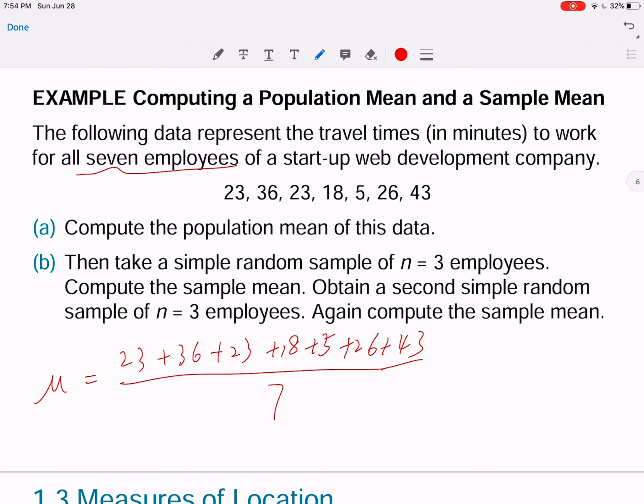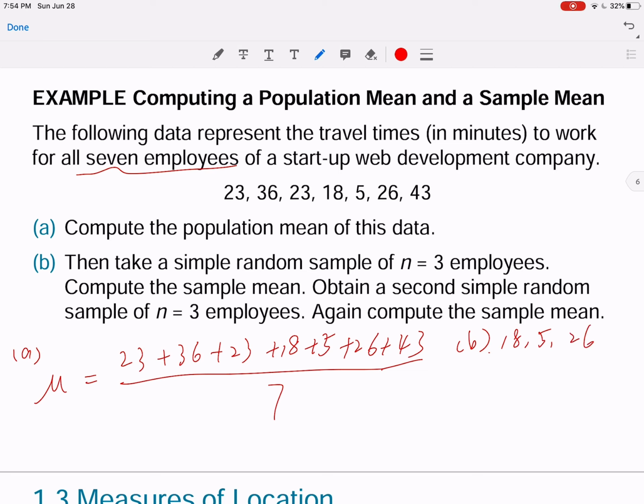So that's about part A. Now about part B. Take a simple random sample of n equals 3 employees and compute the sample mean. Basically, we can randomly pick 3 numbers from the 7 numbers as the sample data. We can just randomly pick any 3 numbers. Let's say 18, 5, or 26.